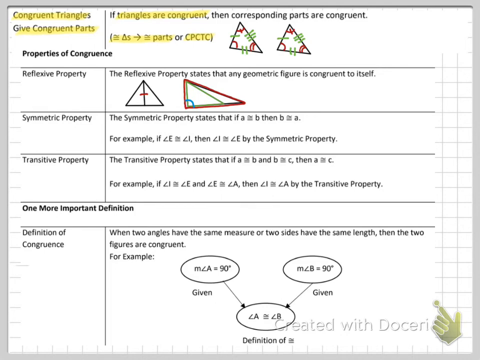So you have the symmetric property. If we take a look at this, if A is congruent to B, then we say that B is congruent to A. So it's kind of like 7 is equal to 5 plus 2. Okay, 5 plus 2 is equal to 7. It doesn't really look all that spectacular.